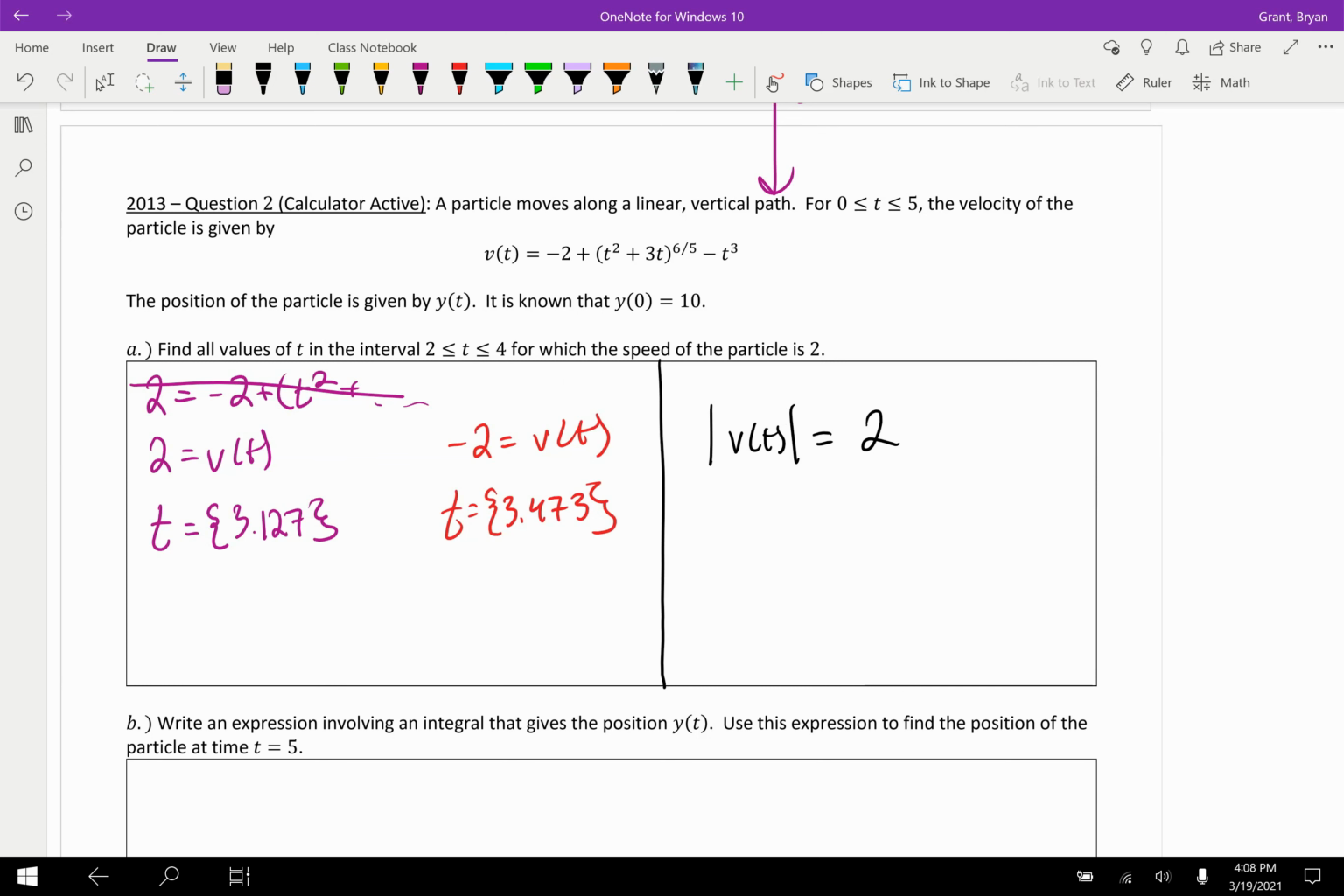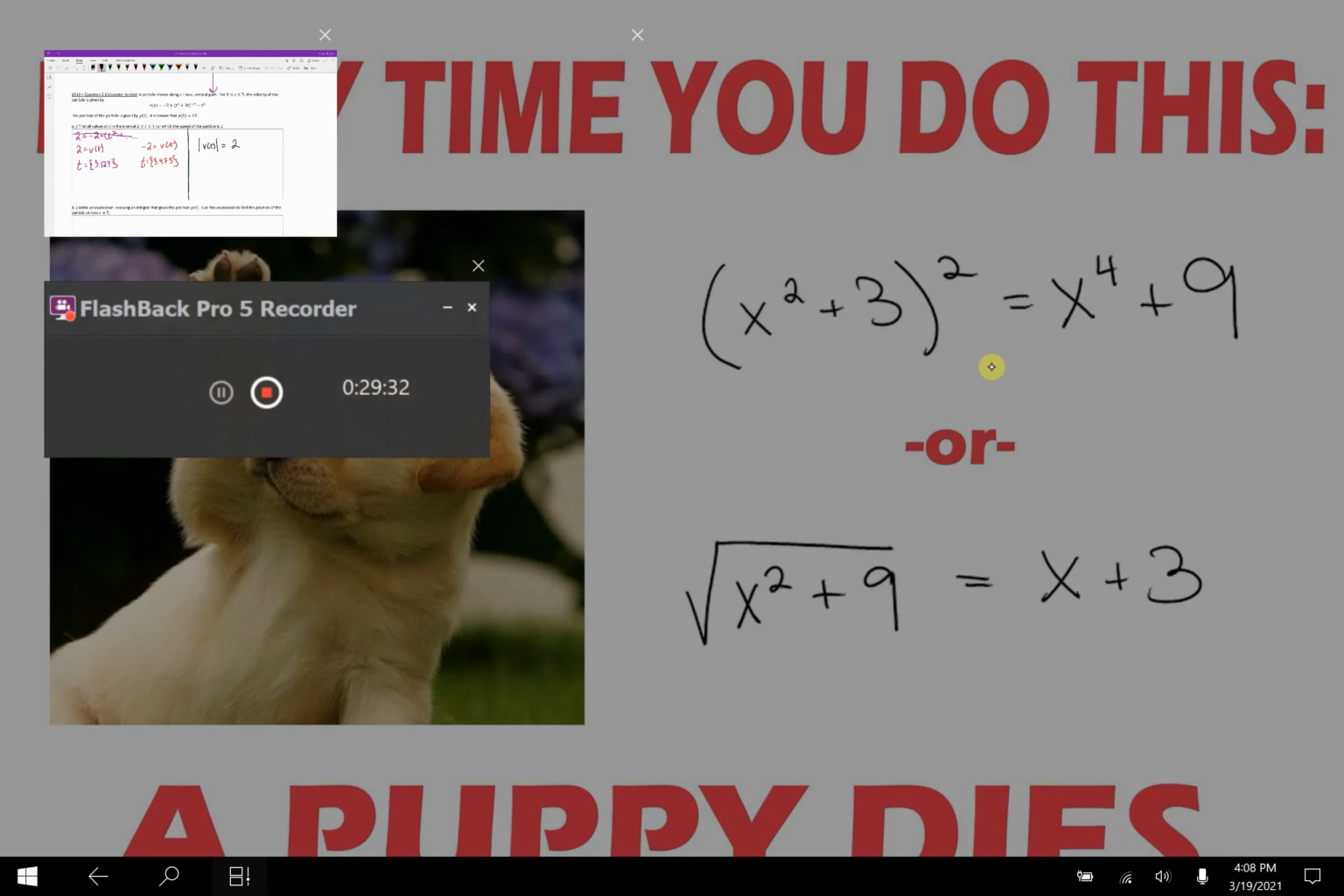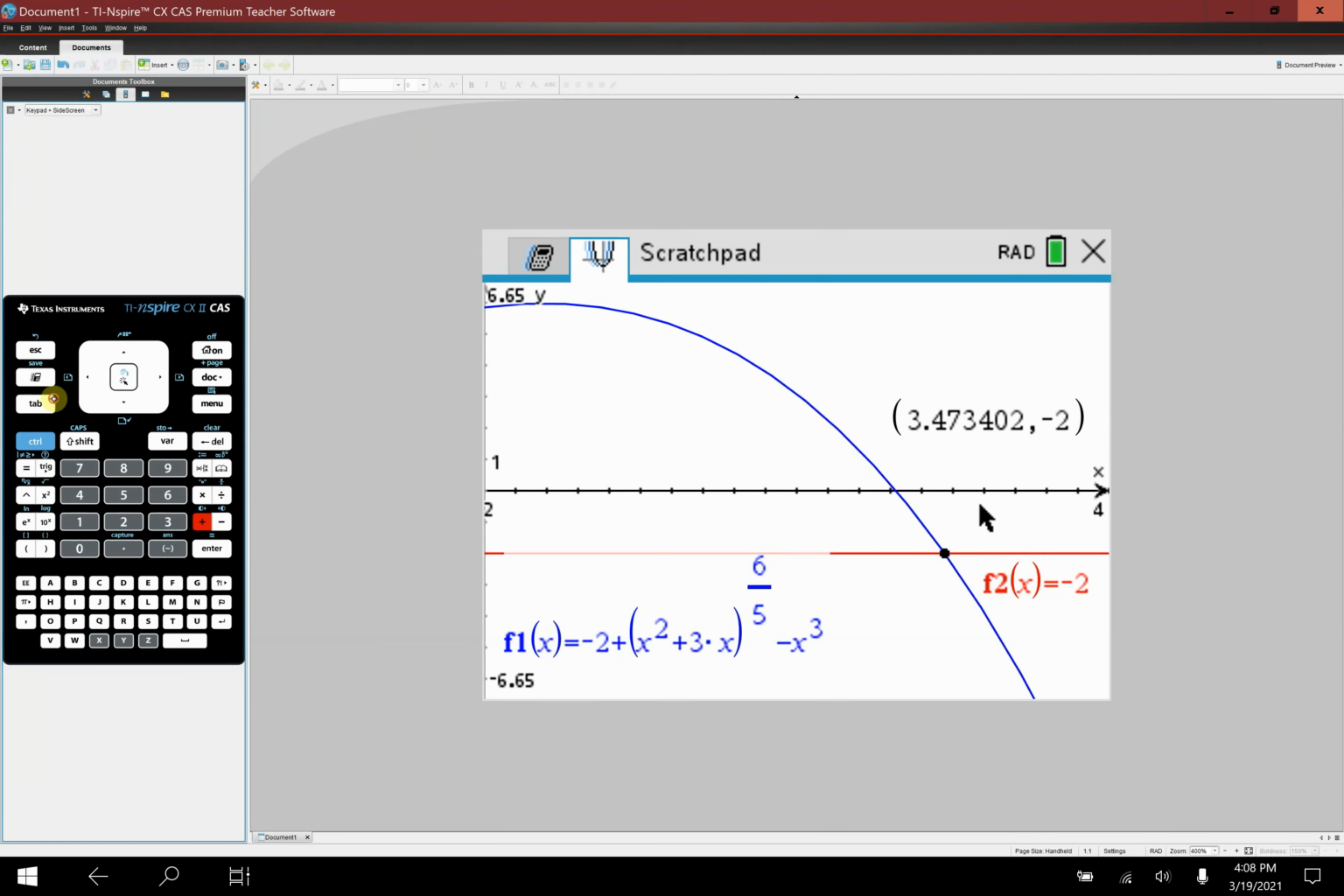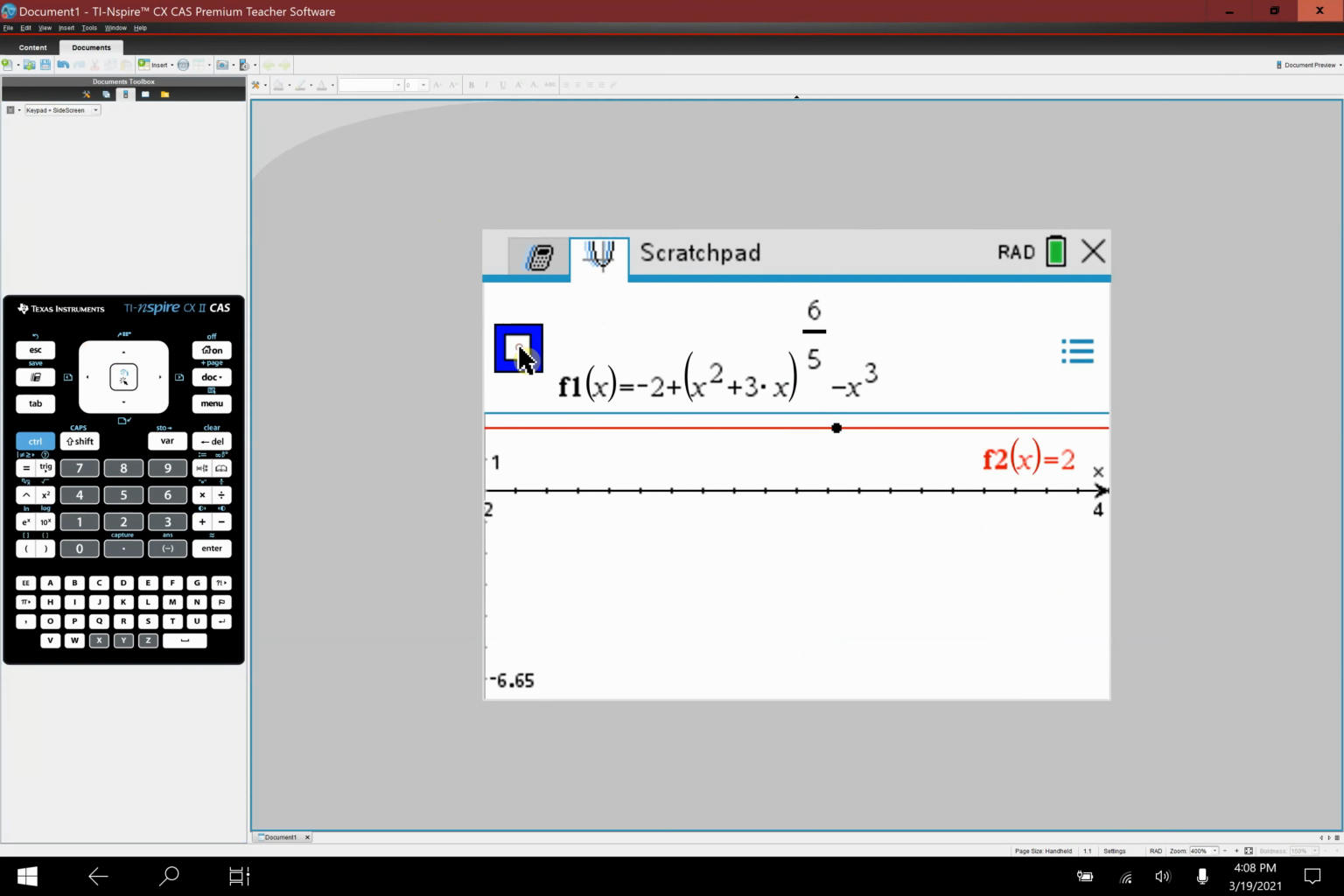So this is just really working backwards. When you have negative and positive, you can just do one equation. What would this one equation look like? Well, I already have this guy, which we're going to turn into 2. I'm going to go up and turn off f1 of x. I don't want to see that guy anymore.